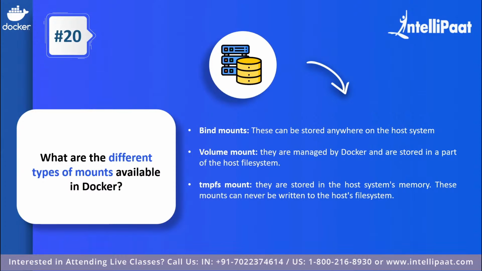So there are three mounts. Bind mounts can be stored anywhere. Volume mount can be stored on the host file system, but only in a specific location. A tmpfs mount can be stored in the host's memory. It cannot be stored in the file system at all. It's like a cache memory. So these are the three different mounts which are available for Docker.